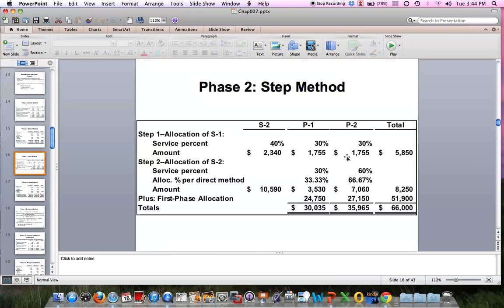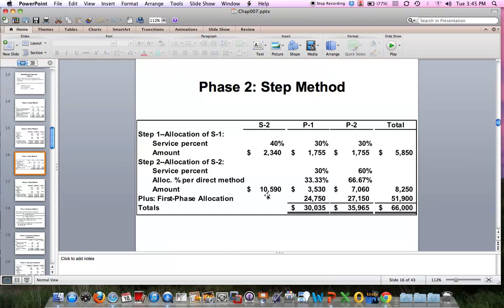So the next step then is to allocate what's in S2, and S2 is made up of the original 8,250 that came from phase 1 plus this 2,340 that we just got from step 1 of phase 2. And so the two numbers together are 10,590. If you look at Exhibit 7.7 on the bottom of page 231, look at the column that says Service Department 2. You'll see the calculation for the 2,340. Beneath that, you'll see how they got the 10,590, which is the 8,250 plus the 2,340.